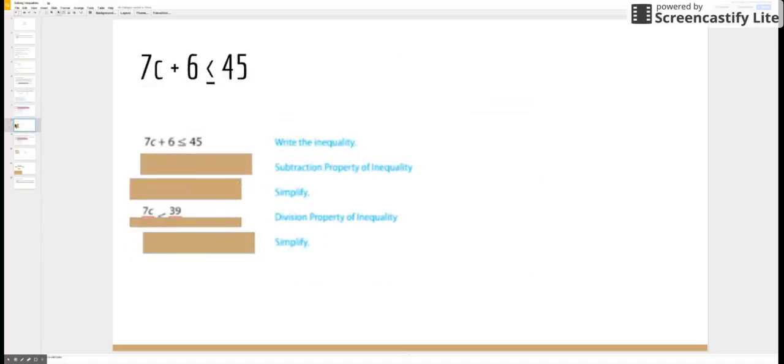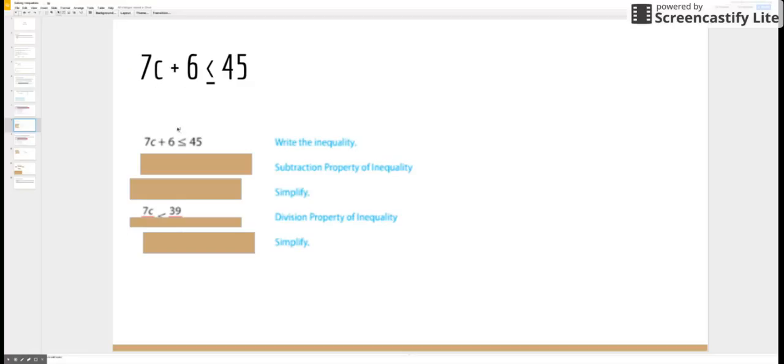All right, and here I have 7c plus 6 is less than or equal to 45. Let's solve this inequality. It's a two-step inequality. So same thing like you would normally solve a two-step equation. Undo the addition or subtraction first.